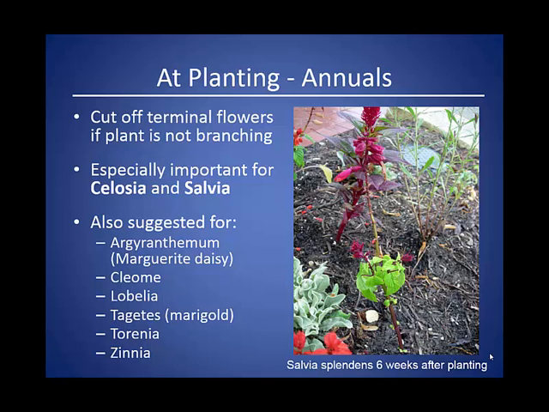And this is just maintenance, cutting off the terminal flowers if the plant is not branching, again, just to encourage fuller growth. So they say it's especially important for celosia and salvia, and then several others that benefit from this. You get many more blooms, like on something like zinnia, if you pinch it back than you would if you just let it go.